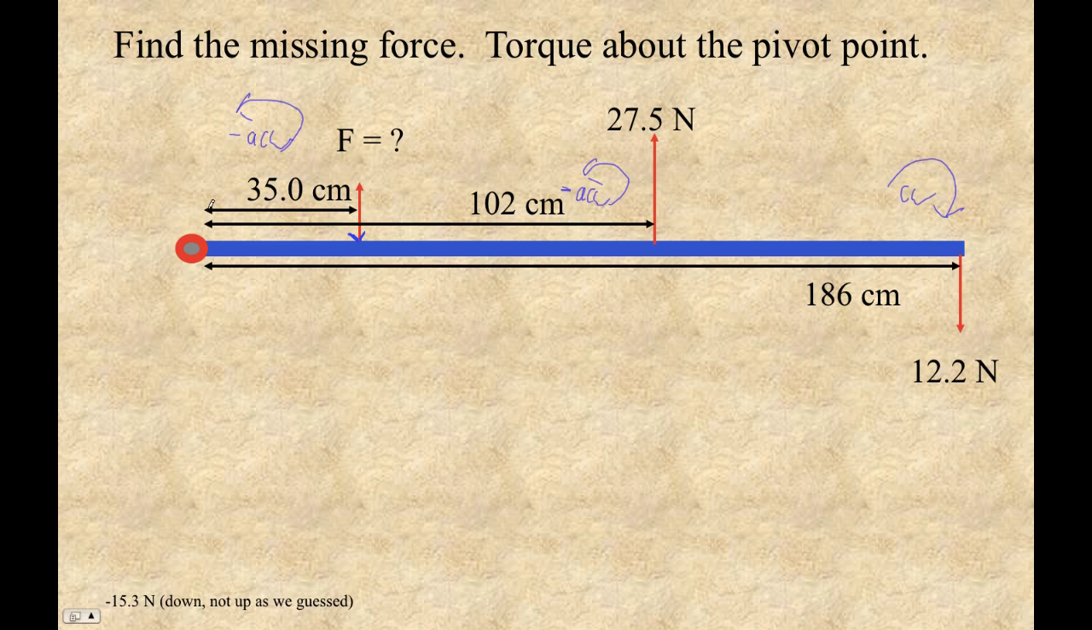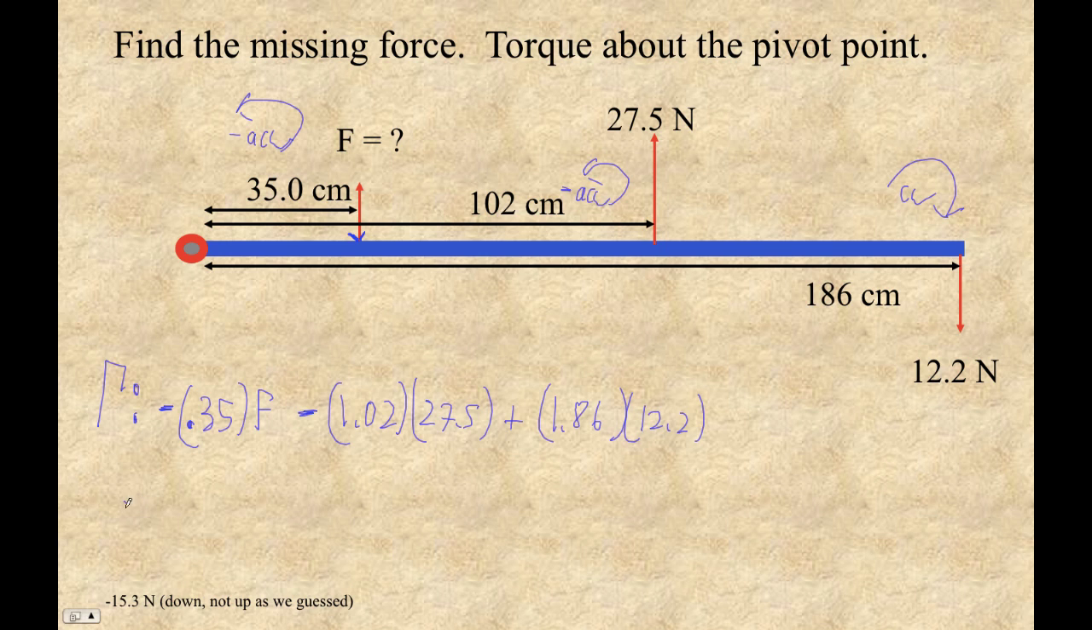Now, there's nothing going on. The R's, the radiuses are drawn the way that they should be, right? They are in centimeters, which we could leave, or I'll turn them into meters, but I wouldn't have to. And then let's just set up our torque expression. Okay, so let's see. I'm going to say minus 0.35 times F minus 1.02. And by the way, I can just put centimeters in and it'll still work because they're all centimeters. They'll divide out. 27.5, and then I'll say plus 1.86 times 12.2. All right, now let's do the math, okay?